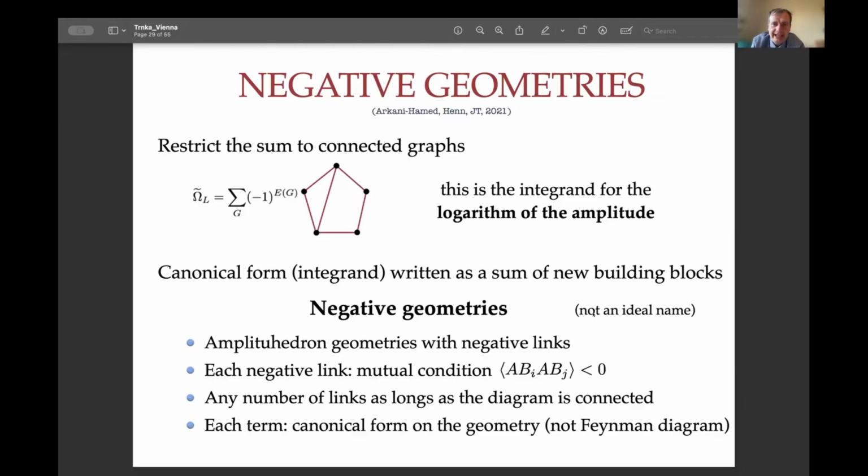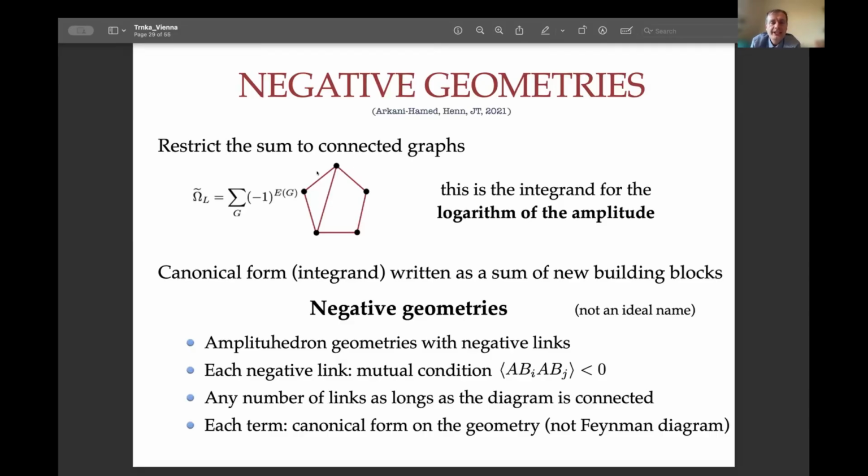So this is a bit bad name because this is still a positive geometry in the same sense as the amplituhedron, but the links here are negative inequalities instead of positive inequalities. So that's the only difference. And also the sum here involves the geometries which have any number of links as long as the graph is connected. The amplituhedron was only a single geometry where there was a complete graph, where all the links were present.